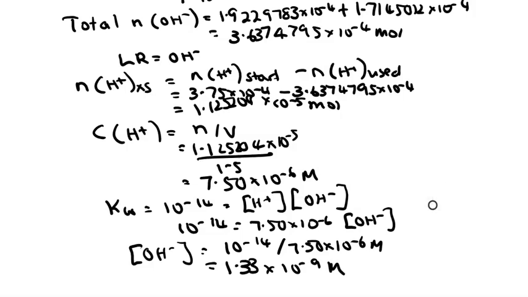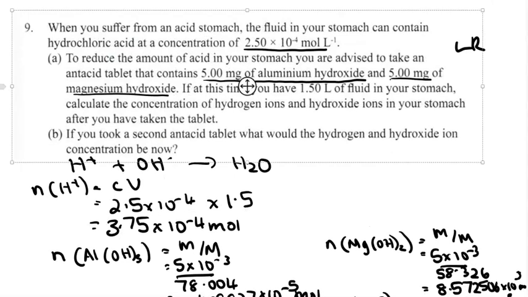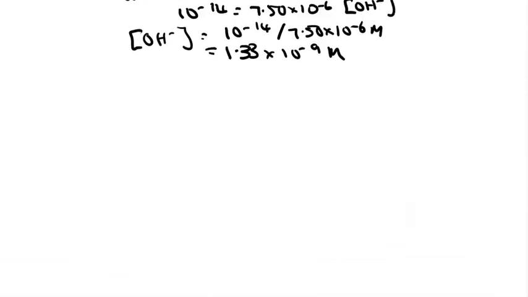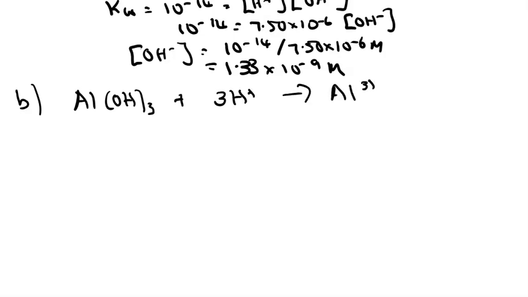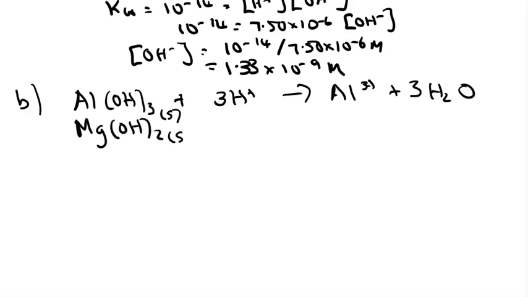Now for part B, it says if you took a second antacid tablet, what would be the hydrogen ion concentration, hydroxide ion concentration? So for part B, aluminium hydroxide dissolves in the hydrogen ions to give aluminium ions and water. And magnesium hydroxide does the same. But the key point here is that they are essentially insoluble and will only dissolve in the acid.